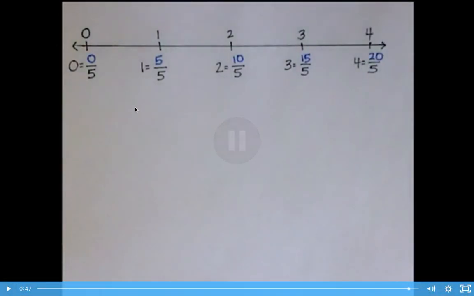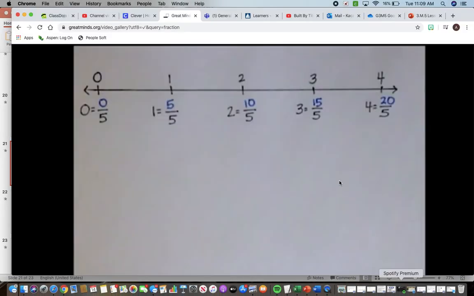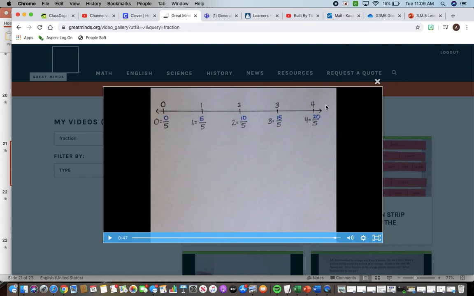Now, I want you guys to think about what did they just skip count by? They just skip counted by 5, because then we know there's 5 equal sections between each whole number. So they went from 0 to 5 fifths to 10 fifths, 15 fifths, 20 fifths. So if I were to give you a whole number of 5, what do you think it would be as a fraction? 5 would equal 25 fifths. I know you guys can do this. Labeling whole numbers as a fraction, you can absolutely do that.